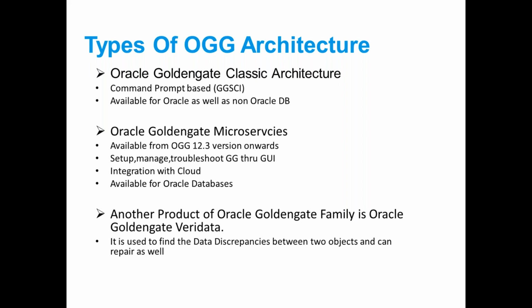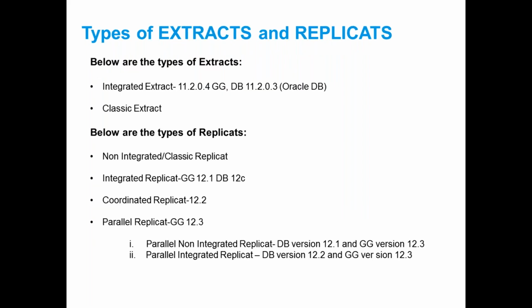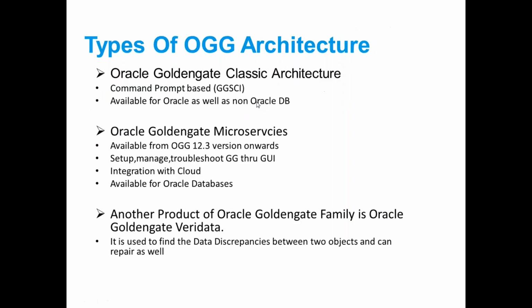If you go out into the market right now, and probably if you are working in any organization, going out for any job interviews or job support, you will find that 80 to 82% are using classic. It's 15 to 18% where microservices is being used. But microservices is getting very popular nowadays. Oracle has planned to upgrade 40 to 50% of organizations by end of 2022 to microservices architecture.